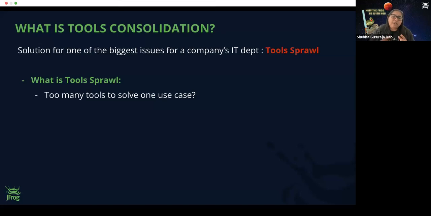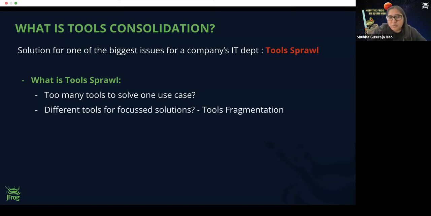Tool sprawl, you can look at it from two perspectives. One, there are too many tools to solve one use case, right? For example, I've had companies which are using, just for managing their code, GitHub, Bitbucket, and they have Perforce and SVN as well, right? So multiple tools to solve one use case.